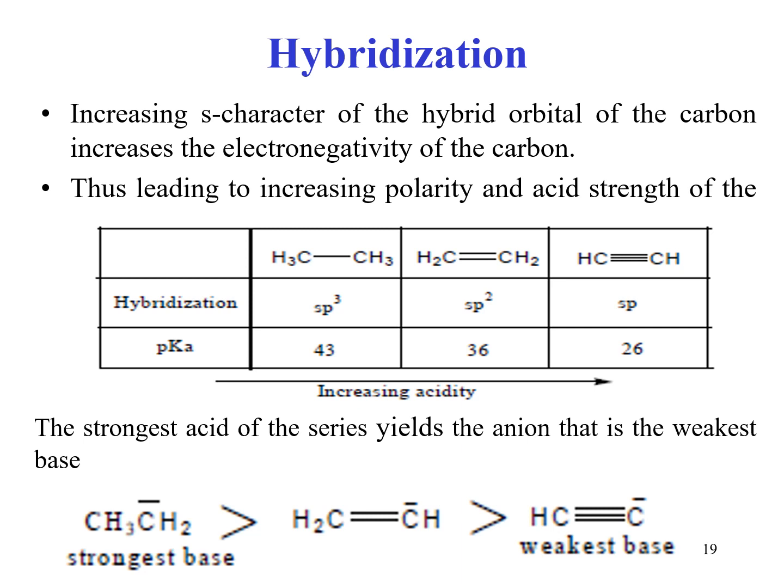Remember, it's inversely proportional. So the least S character is going to be highly basic, while strong S character is going to be a weak base, because base and acid are always inversely proportional. So when a compound is highly acidic, it's less basic.